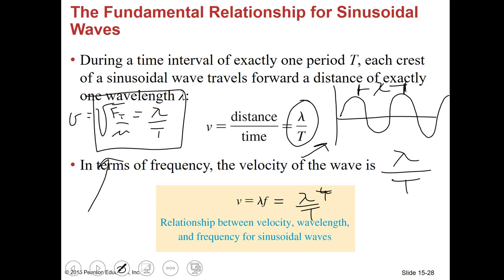The speed is the square root of the tension divided by mass per length, and that's also equal to the wavelength divided by the period. So we'll use that relationship in chapter 16. Just don't forget what mu is also: mass per length. Okay, good.